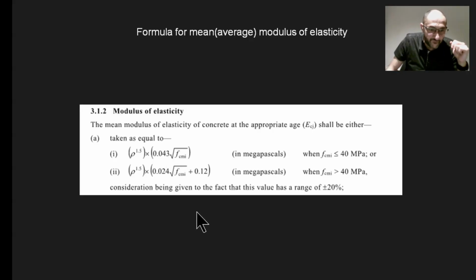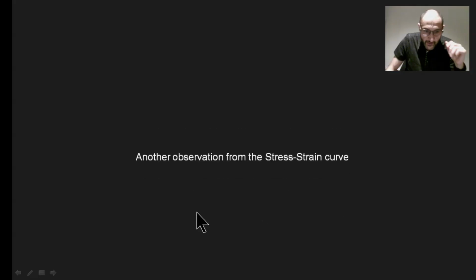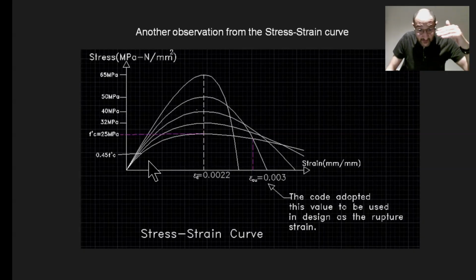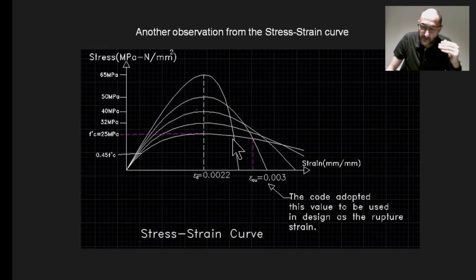One final important observation from that stress-strain curve, which we spoke about before. As you can see here, as concrete strength increases, for instance moving from 25 to 50 MPa, the rupture strain decreases. So for high strength concrete, you have to be careful with the rupture strain. As f'c increases, epsilon sub cu decreases. And according to AS 3600, the maximum usable strain for normal strength concrete is 0.003.